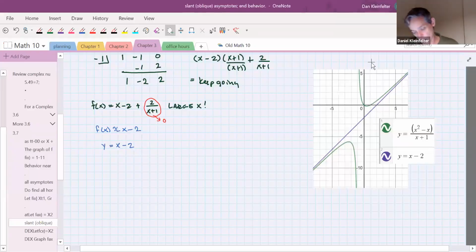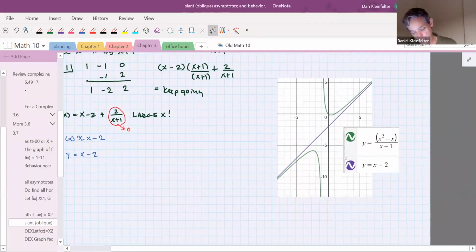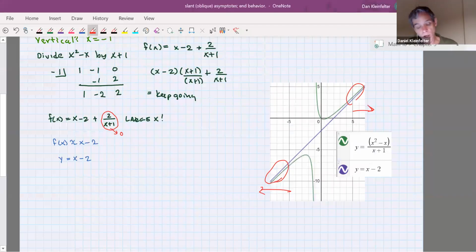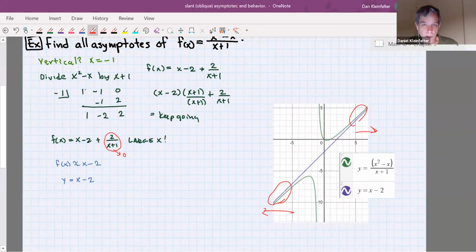All right, so we've got a graph here produced by Desmos. And so the graph of our rational function is shown here in green, and you can see the vertical asymptote in here at negative 1, right in there. And then there's no horizontal asymptote, but you can see as x decreases towards negative infinity or increases towards positive infinity, that the graph is getting closer and closer to this purple line, which is the line y equals x minus 2.